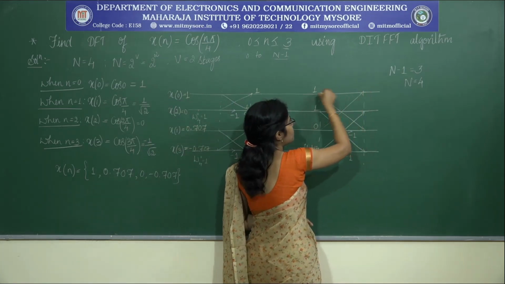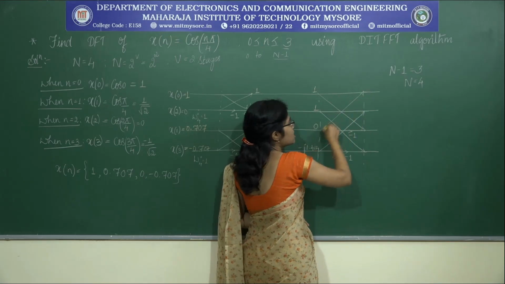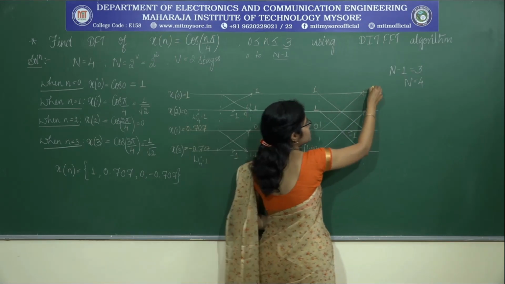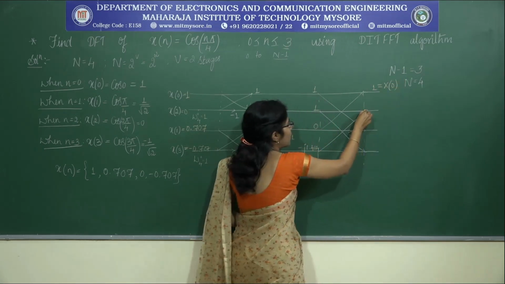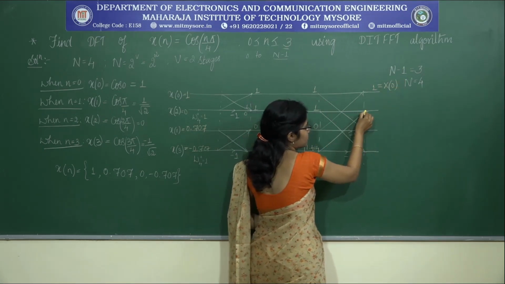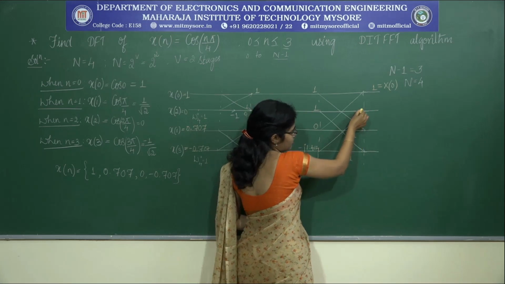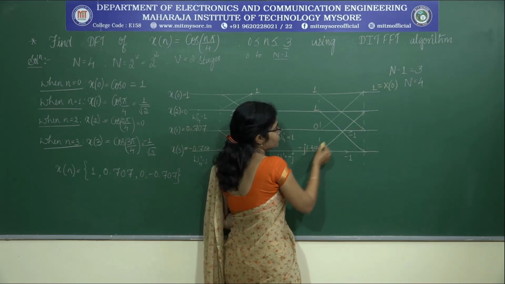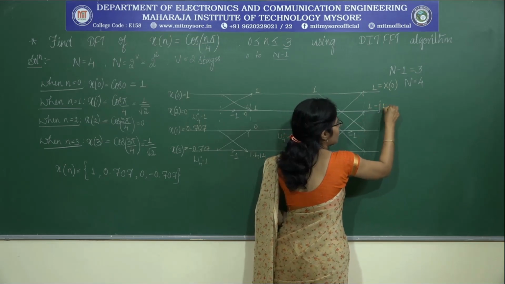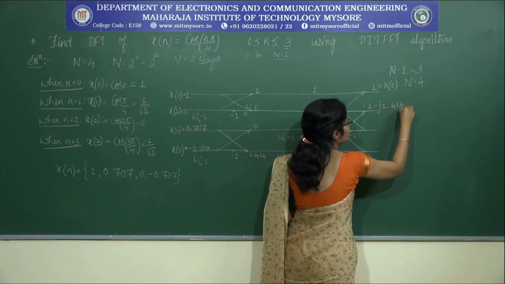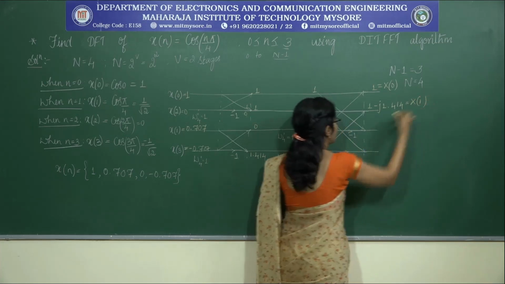So at this particular point, the first signal is 1, the second signal is 0, 1 plus 0 is 1, this is equal to x of 0. At this particular point, from this branch it is 1, from this branch it is minus j 1.414, so it is 1 minus j 1.414, so this is nothing but x of 1.